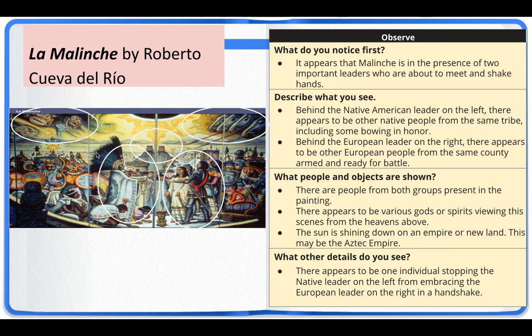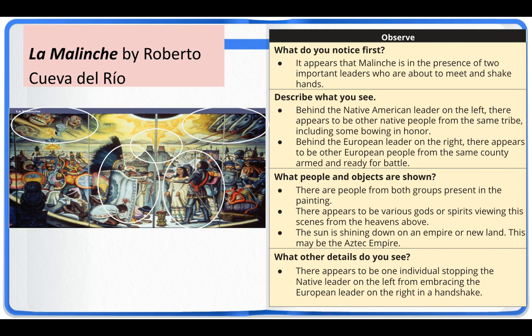You can also see some other important pieces of this image. Behind the Native American leader on the left, there appear to be other Native people from the same tribe, including some who appear to be bowing in honor. Behind the European leader on the right, there appear to be other European people from the same country, armed and ready for battle. There are also people from both groups present in this image.